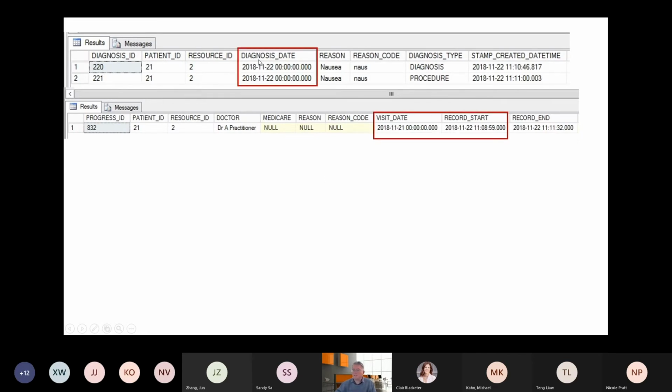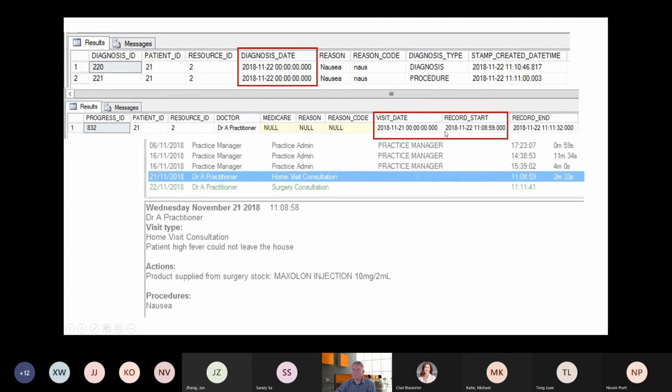So this is actually data that's just put in as an example. What we've got here is data in the underlying tables of the GP system that ultimately would end up getting used for research. In a progress table, we've got the visit date recorded as the 21st of November 2018. Then we've got two diagnosis records, which are down as the 22nd of November, and the field's called diagnosis date. And the reason is nausea. So nausea is being recognized as both a diagnosis and a procedure.